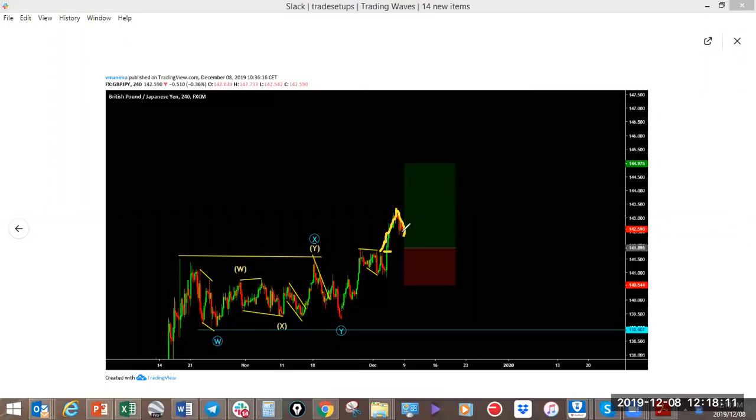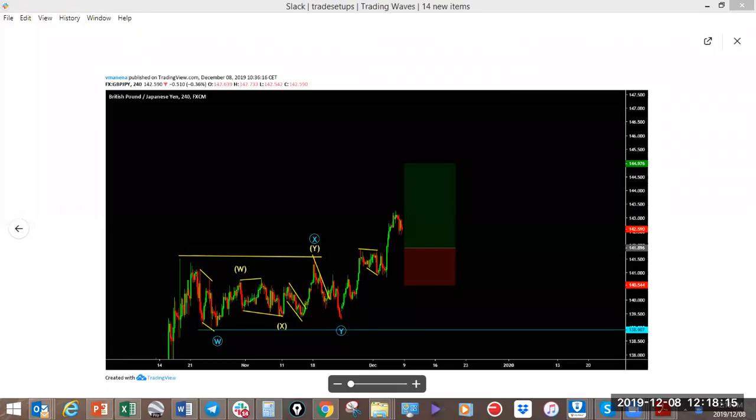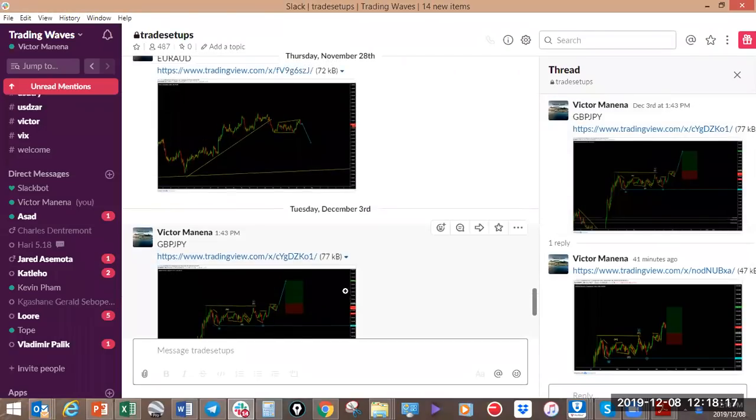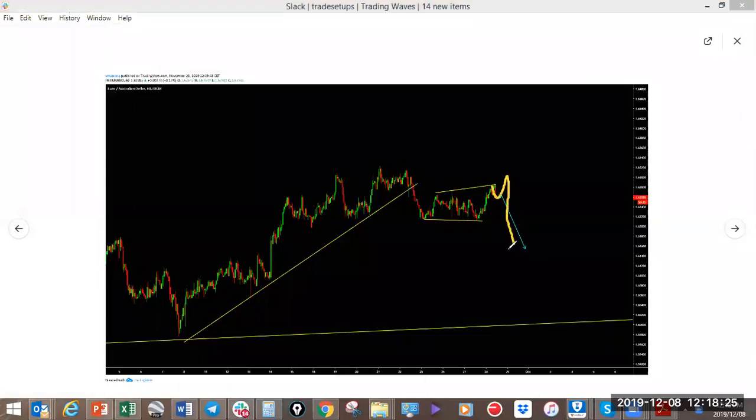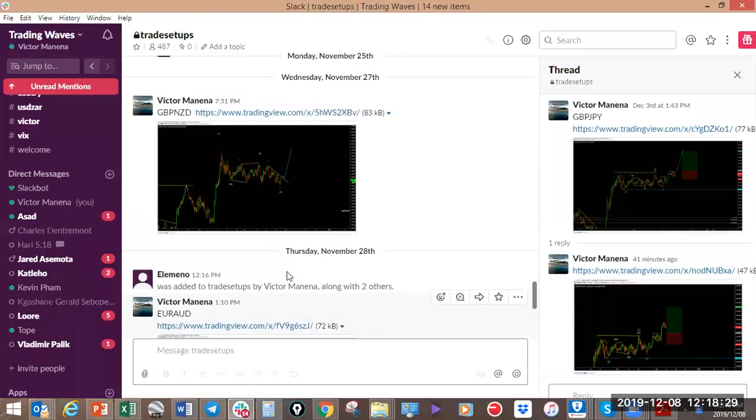Yes, we've got this pullback, but as I'm saying now, we're expecting the yen pairs to push higher because of the gold moves to the downside. Why is that? Because there is an inverse correlation on that. EURAUD, this one has already played out, although it made this move first to the upside, but we've already reached this target. It's done. You can check it on your charts.